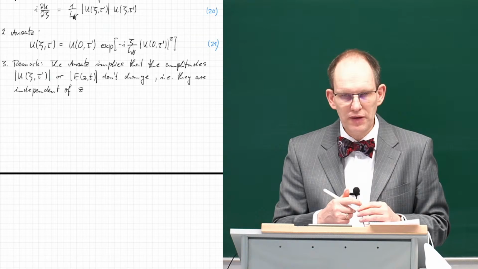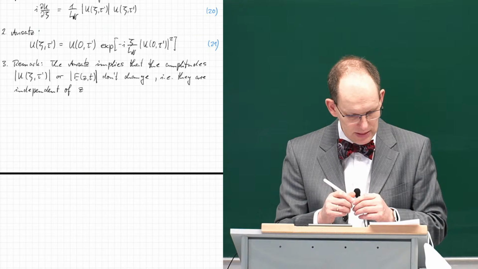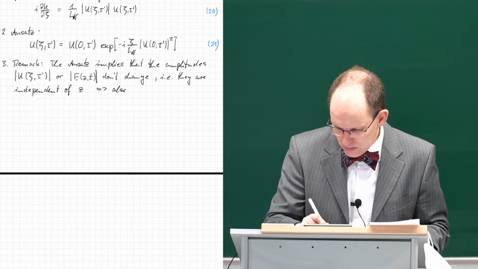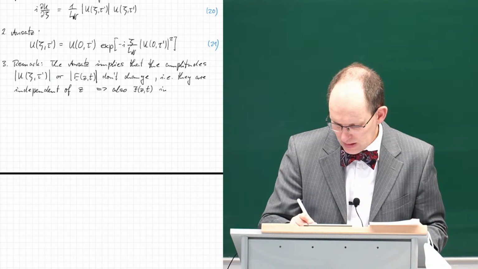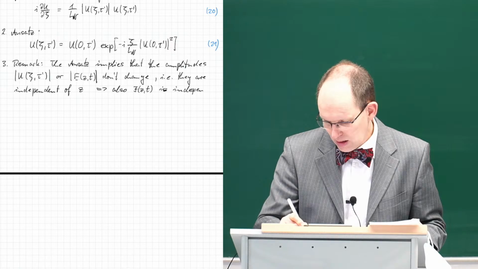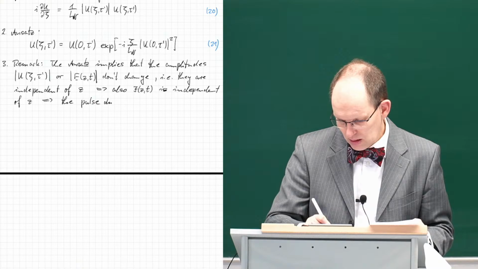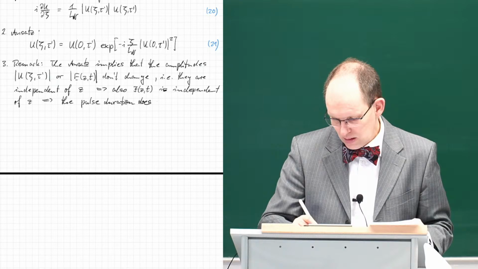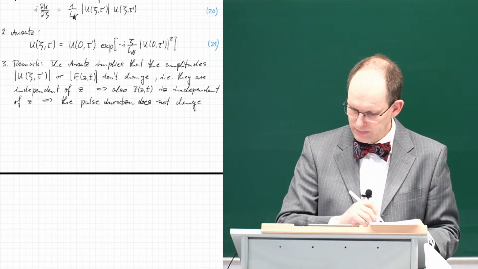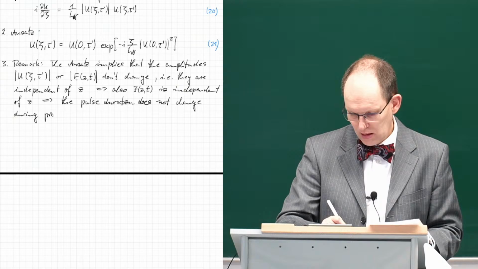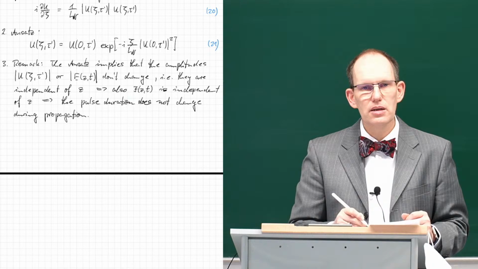And of course if the magnitude of E doesn't change, then also the intensity is independent of z. So also E of z, t is independent of z. So the pulse duration does not change during propagation. Now you could say, how boring if nothing changes? Well, something does change.